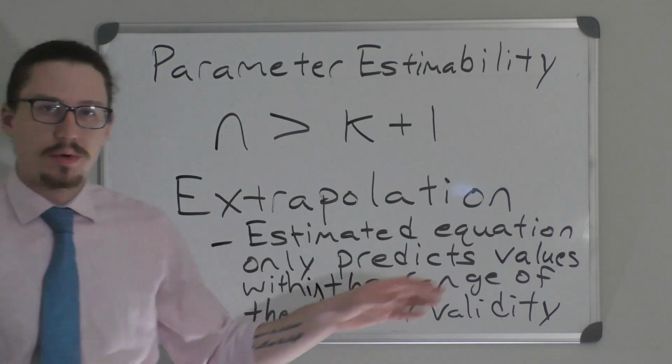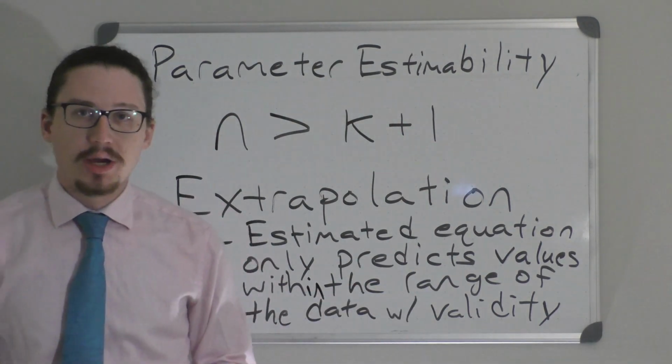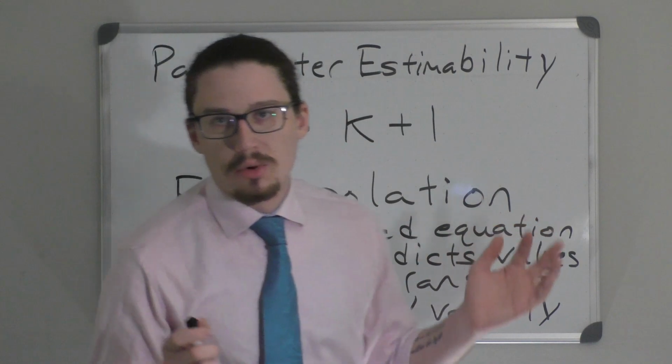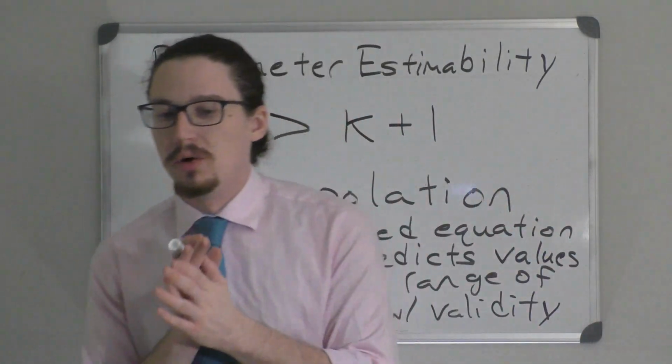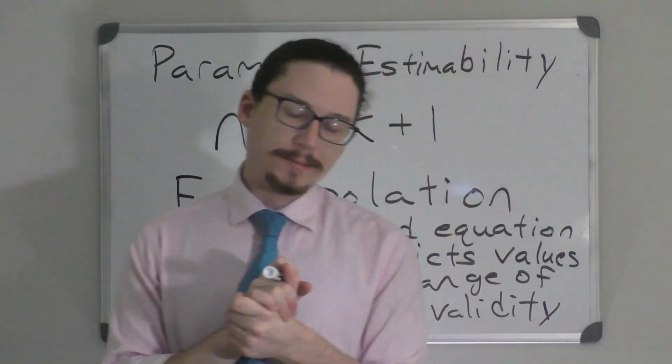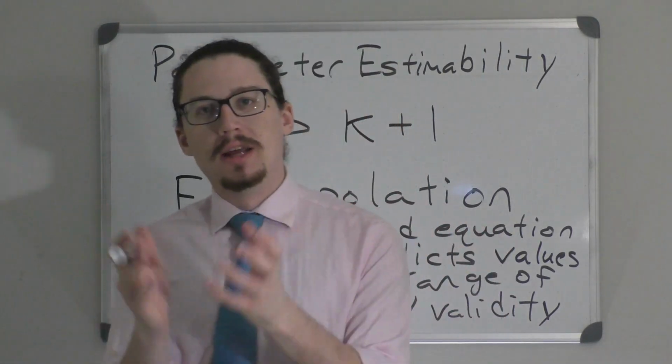All right, so the estimated equation only predicts values within the range of the data with validity. All right, so what do we mean by this?